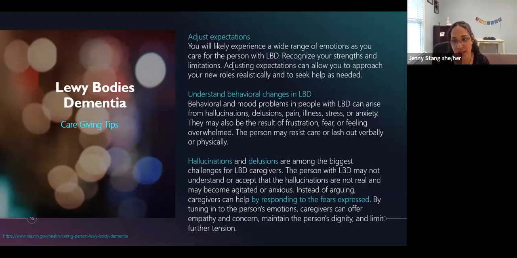Understanding behavioral changes. Behavioral and mood problems in people with Lewy body dementia can arise from hallucinations, delusions, pain, illness, stress, or anxiety. It may also be the result of frustration, fear, or feeling overwhelmed. This person may resist care or lash out verbally or physically. Hallucinations and delusions are among the biggest challenges for caregivers of people who have LBD. The person may not understand or accept that the hallucinations are not real and may become agitated or anxious.